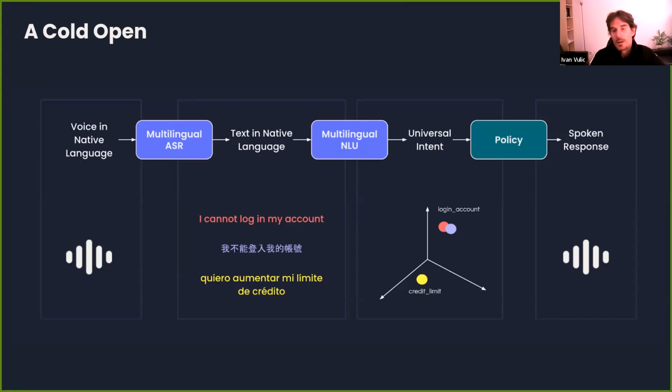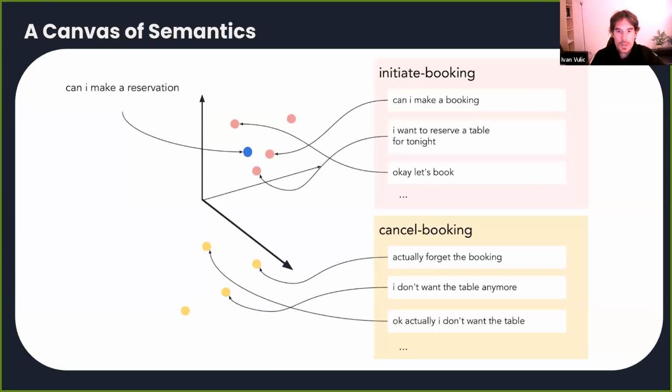So we're gonna cover all these aspects related to intent detection in this talk. This is something that I already mentioned. The basic idea behind the current cutting edge techniques for intent detection is to use what we call a canvas of semantics, where the idea is based on encoding text into actual data points in a hyperdimensional semantic space so that we can capture all these different paraphrases in one language or in multiple languages.